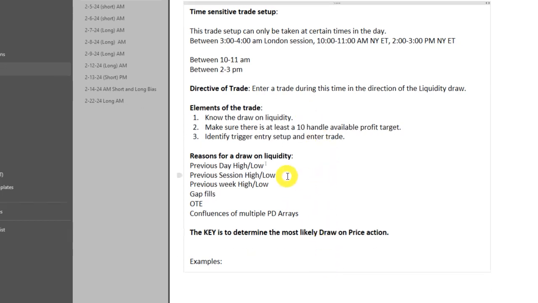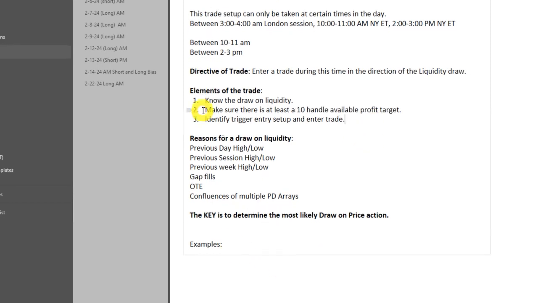Let's go over the rest of the rules and parameters of the silver bullet. The elements of the trade is to know the draw on liquidity, which way we think price is going to go and sweep first. Make sure there's at least 10 points available profit target if you're trading, or 10 pips or a 10 handle, depending on what you're trading. Identify the trigger, entry setup, or entry trade. What's going to trigger you to take the trade? In this video, we're using order blocks and fair value gaps to enter in the trade. So we know which direction we want it to go. We know there's enough room to take the trade, and we look for the setup to trigger.